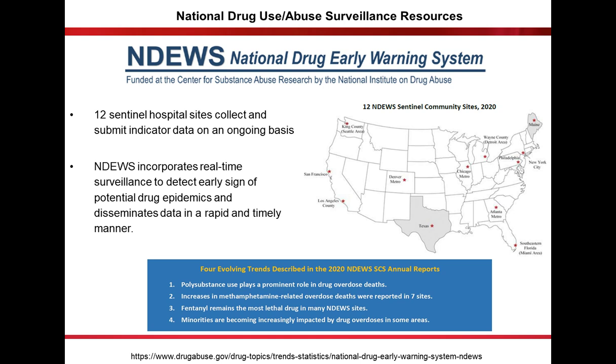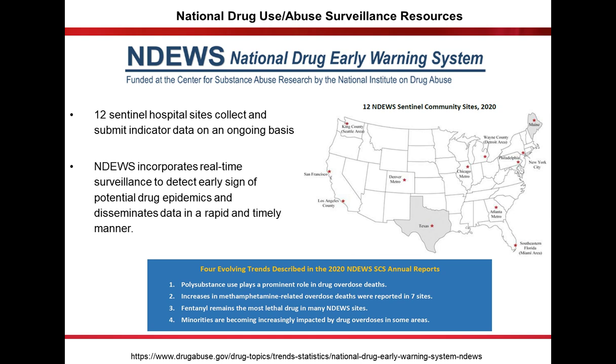Another great resource is the National Drug Early Warning System, so NDEWS, and this is funded by the National Institute on Drug Abuse, so NIDA. In this system, there are 12 sentinel hospital sites that are scattered across the nation, and they submit indicator data on a regular basis. So NDEWS incorporates real-time surveillance to allow us to detect early signs of potential drug epidemics. And it provides a nice way to disseminate the data quickly and in a timely manner so that we can all act on it.